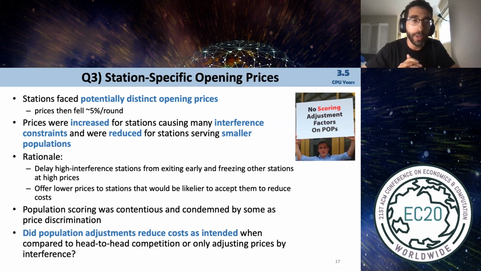The reason that you might want to do this is, for example, that if you have a station that causes a lot of interference and you offer it a high price, you'll delay its exit. And if it exited early, it could wind up freezing other stations at high prices. You might want to offer lower prices to stations that are likelier to accept them, just in order to reduce costs and minimize the risk that they'll freeze at high prices. That second point was pretty contentious and condemned by some as price discrimination. On the top right of the slide, you can see someone literally lobbying against this. So we wanted to understand, did these population adjustments actually reduce the cost as intended?